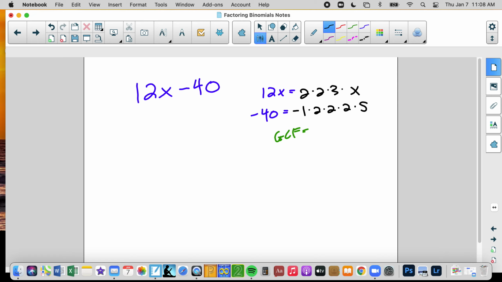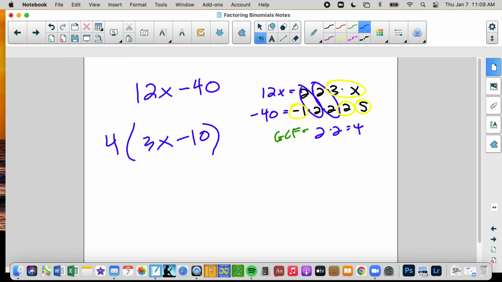Now, what do they have in common? They have a 2 in common. They have another 2 in common, and that's it. So my GCF is going to be 4. And then what am I left with? I'm left with 3x. And then I'm left with negative 1, 2, and 5, which gives me negative 10. So we still have to hold on to that negative sign.